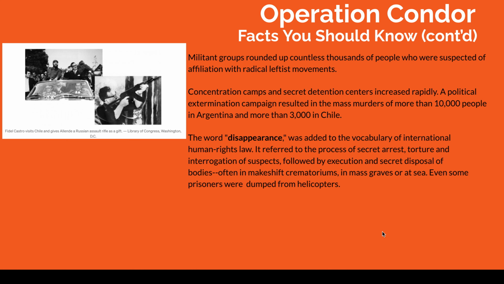Militant groups rounded up countless thousands of people who were suspected of affiliation with leftist movements. Concentration camps and detention centers increasingly arose throughout the Southern Cone. The word disappearance was added to the vocabulary of international human rights law. It referred to the process of secret arrest, torture, and interrogation of suspects, followed by execution and secret disposal of bodies.